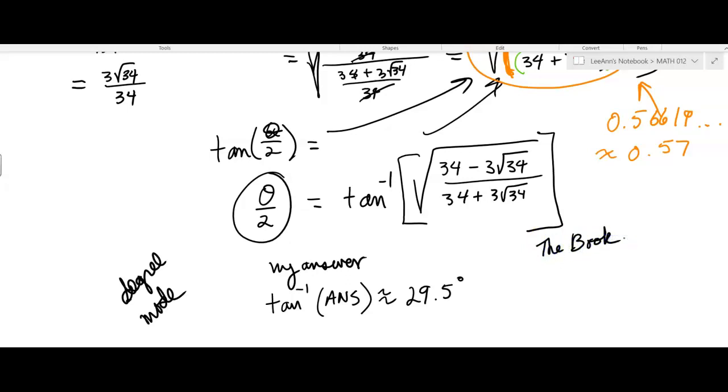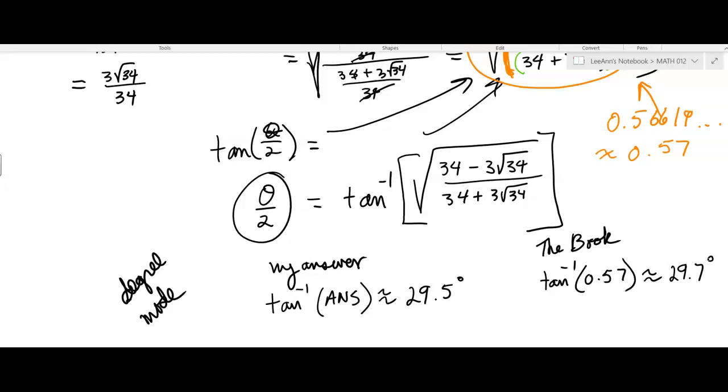But if you used the book, if you're following along in the textbook, which there's nothing wrong with doing that, they're going to go inverse tangent 0.57, and they're going to get something else. I'll have to see what it is. Inverse tangent 0.57, 29.7. So you can see it's off a little bit. It's a rounding thing. I didn't round off, the book did.